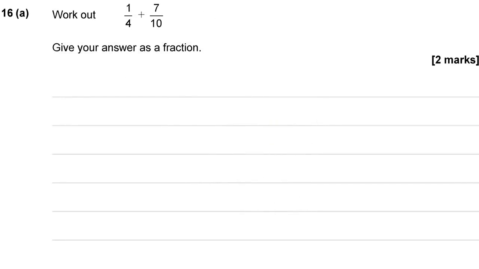Question 16a, work out 1 quarter plus 7 tenths and give your answer as a fraction. So we've got some fraction addition here. Adding fractions, you can only do if the denominators are the same. And here, the denominators are different. I've got a 4 and a 10. So I need to find first a common denominator that I can turn these both into. What numbers does 4 and 10 both go into? You can always find a denominator by multiplying these two together. So 4 times 10 is 40, but there's often smaller ones. And actually, the smallest number that 4 and 10 both go into is 20. So I'm going to make mine fractions over 20, and then I can add them up.